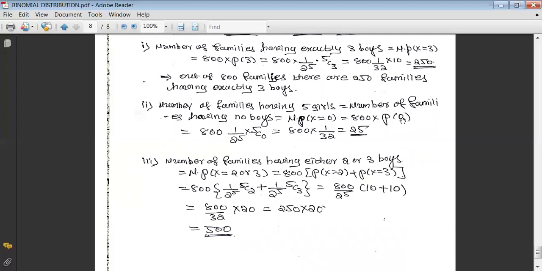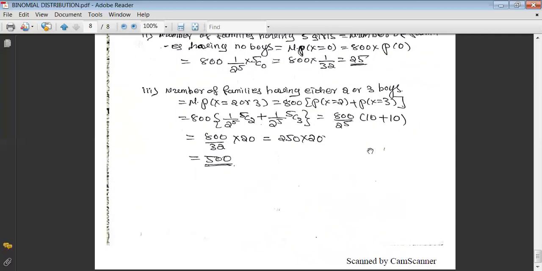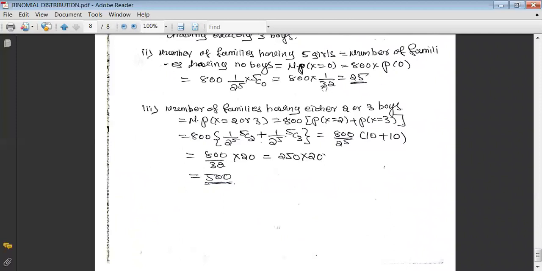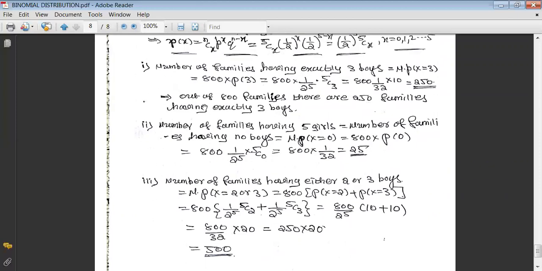N is 800 and x equal to 0 can be written as p of 0. Once we take x equals 0 here, that gives 1 upon 2 raised to 5 into 5C0, and 1 upon 2 raised to 5 is 32, 5C0 is 1. That becomes the calculation, 25. Out of 800 families, there are 25 families having 5 girls, or we say no boys in their family.